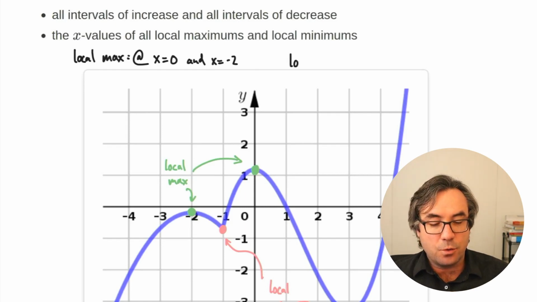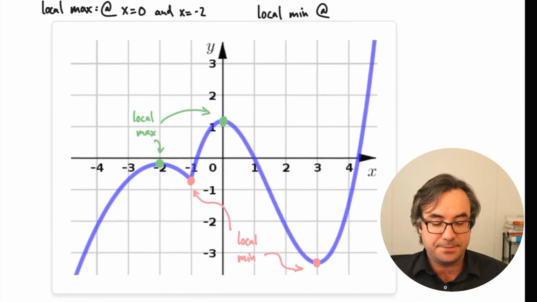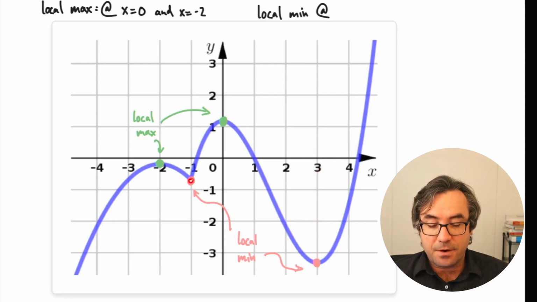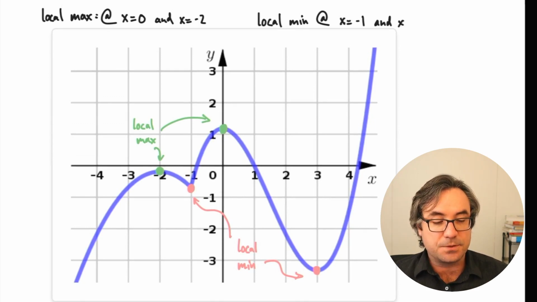And then we have a local min at, and now let's figure out where our 2 local mins happened. So we have this point on our graph, and the x coordinate there is 3. And then for our other local min, the x value there was -1. So our local mins happened at x equals -1 and x equals 3.